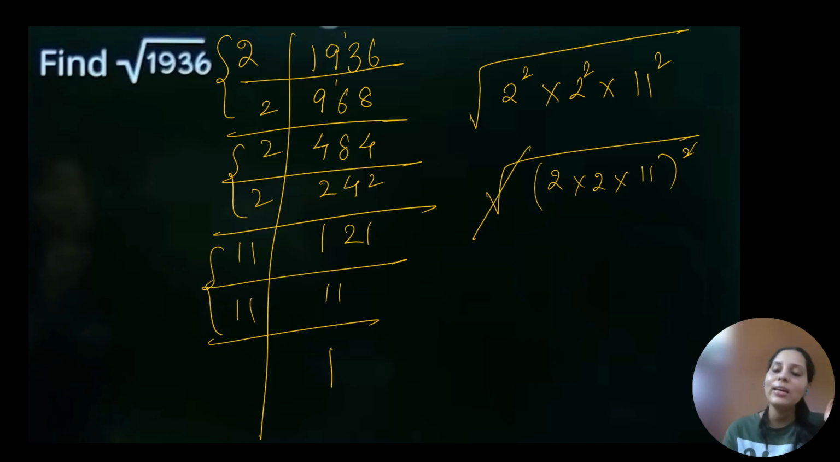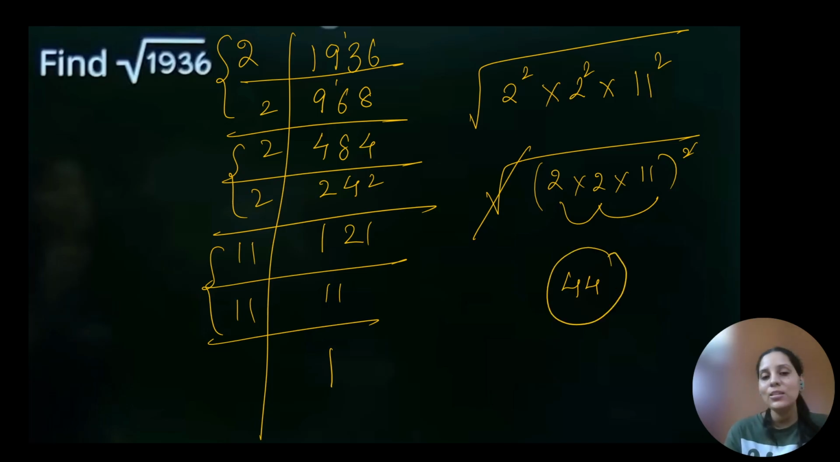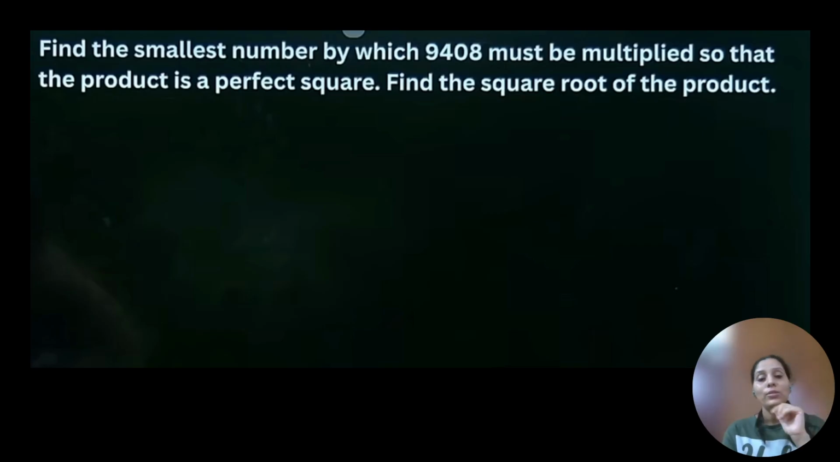So the square and root get cancelled. 2 into 2, 4, 4 into 11, 44. So the square of 44 is 1936, and the root of 1936 is 44. Now this is one very, very important question. You get this question in your exam generally.